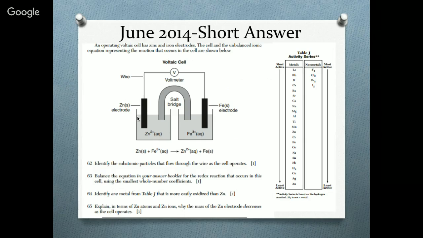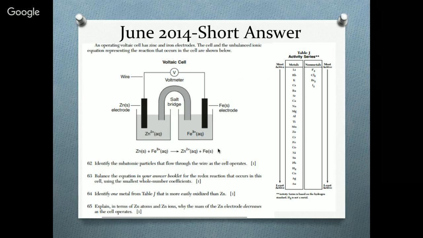All right, 63 is to balance this equation in your answer booklet. The equation is right under the picture of the cell. You have Zn plus Fe3+ goes to Zn2+ plus Fe. What you want to do is make sure the charges and mass are balanced on each side. So since the charge on the left is +3 and the charge on the right is +2, you're going to multiply the iron by 2 on the reactant side and the zinc on the product side by 3. Since you're multiplying the zinc by 3 on the product side, you'd have to make a coefficient of 3 for the zinc on the reactant side. And since you multiplied the iron by 2 on the reactant side, you'd have to put a 2 in front of the iron on the product side.